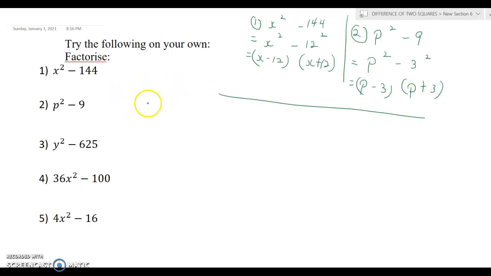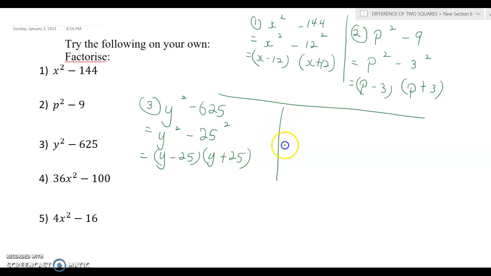Let's look at number 3 now. We have y squared minus 625, which is the same as 25 squared. So you see how it's important to know your square numbers, right? So this is the answer, y minus 25 and then y plus 25. All right, number 4.